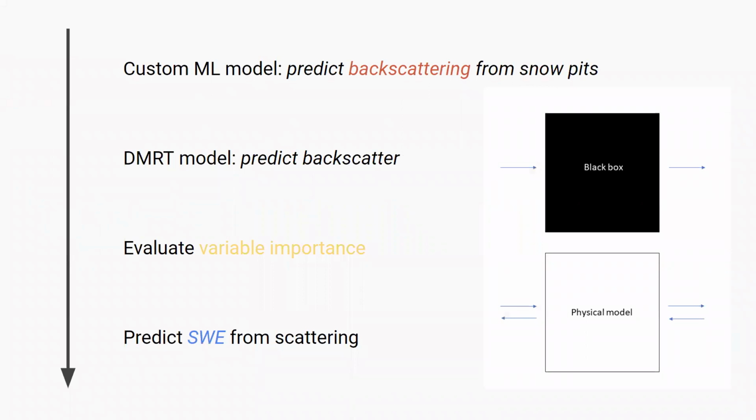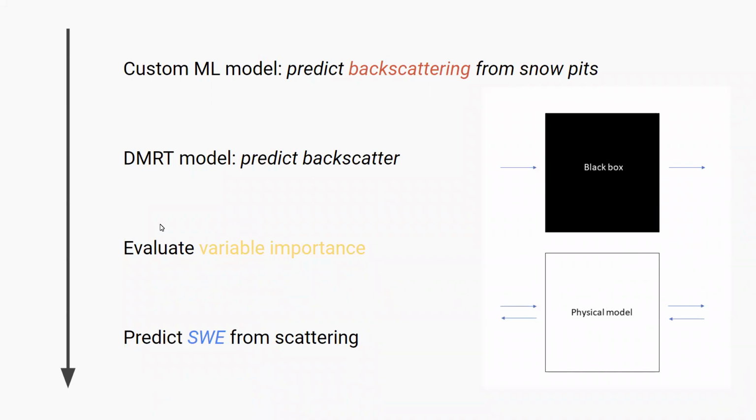So we made a custom machine learning model that can predict backscattering from Snowpits. A machine learning model is actually a black box where you give inputs, and it tells you something about the output, which here is backscattering, but it doesn't tell you which process is going on. That's why you have DMRT models that predict backscatter as a physical model, in which you can see which processes are going on.